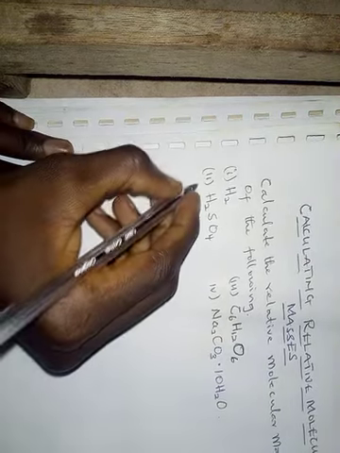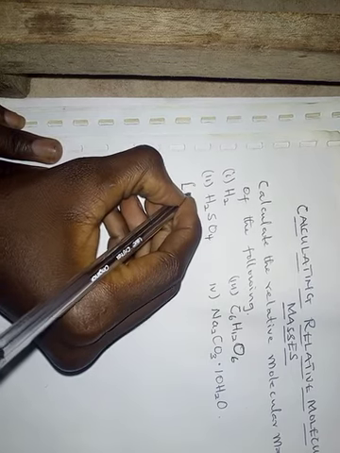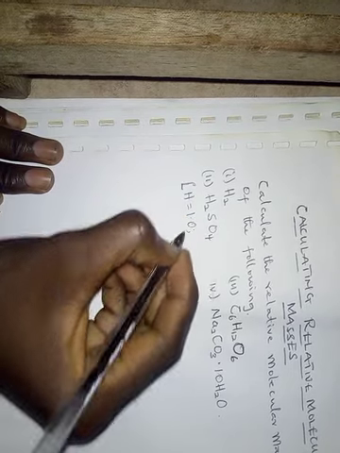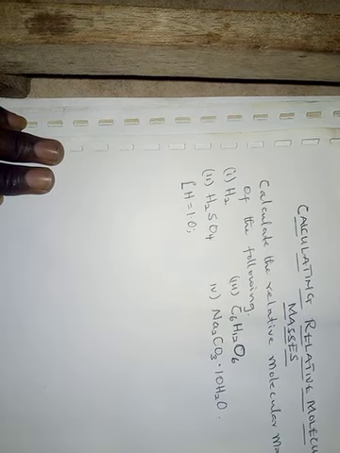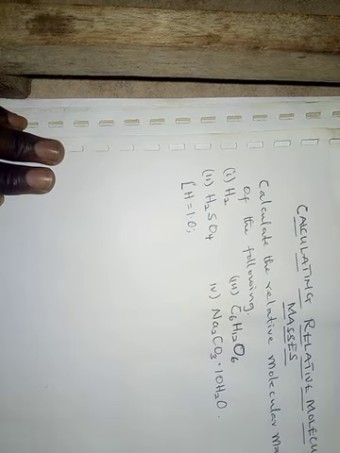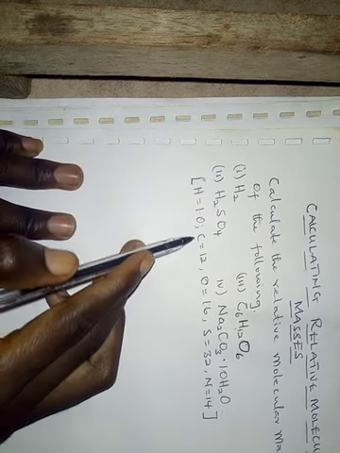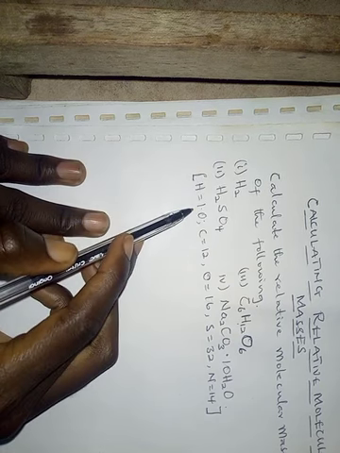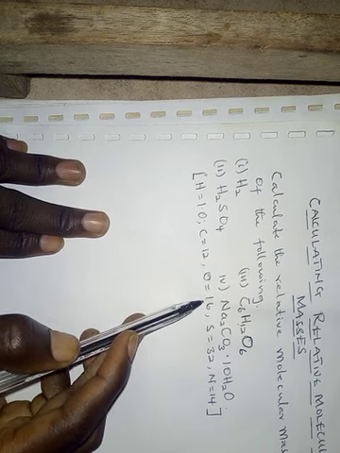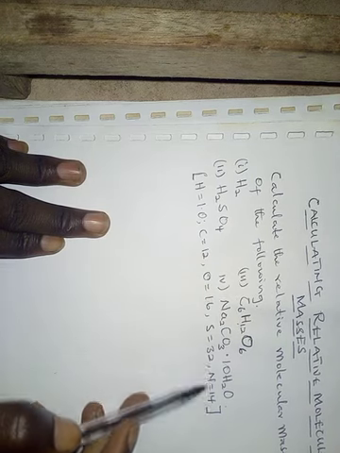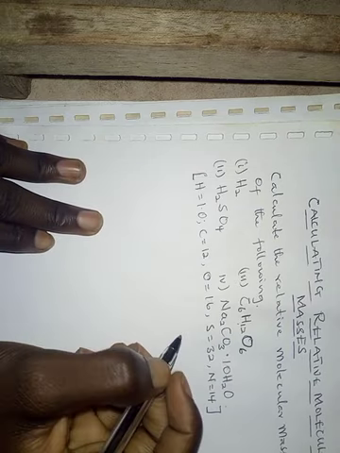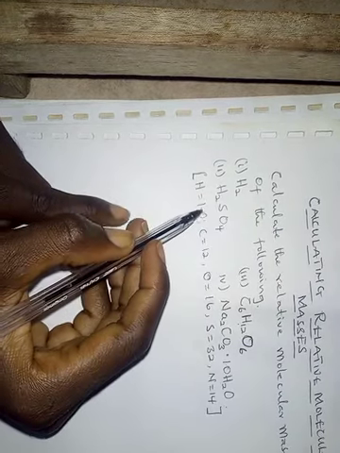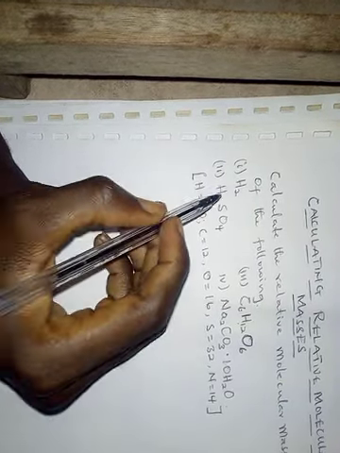So let's assume we have been given the relative atomic masses. The relative atomic mass for hydrogen is 1, that of carbon is 12, oxygen is 16, sulfur is 32, and nitrogen is 14. Remember, if we are to calculate the molecular mass of every compound, we look at the number of constituent atoms present.